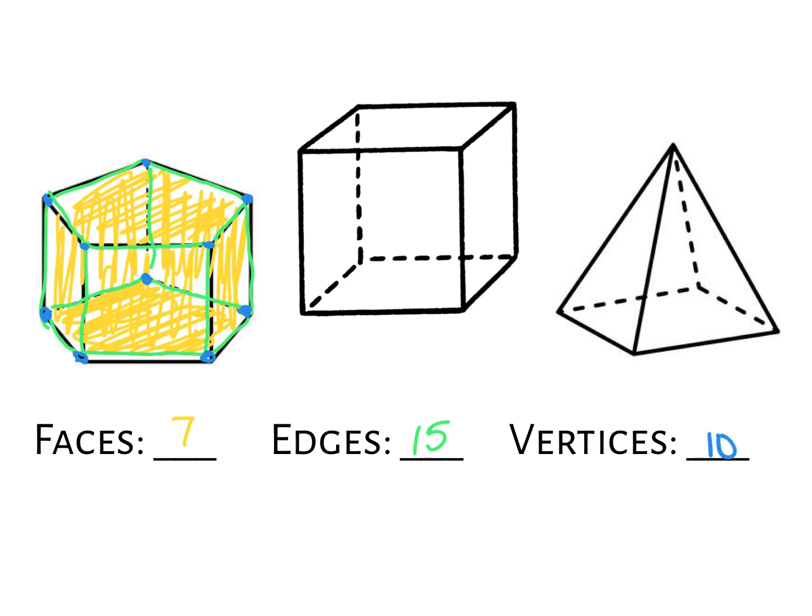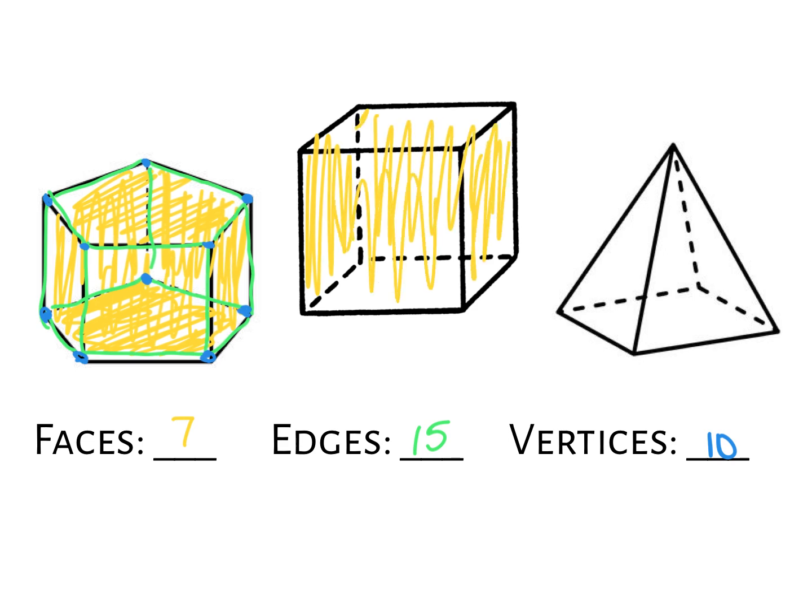Okay, let's do the next ones, but this time I'm just going to try and do them pretty quickly here. So this next one is a cube. A cube, just like a dice, has 4 sides going around the edges, and we've got a top and a bottom for a total of 6 faces.